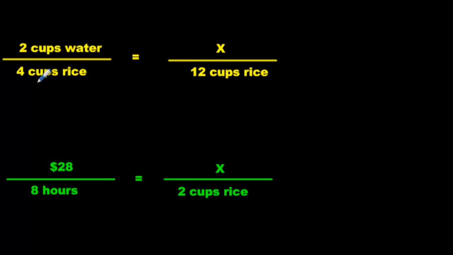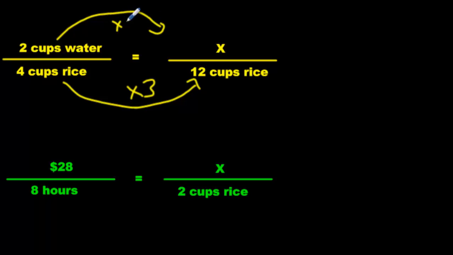So we're going to look at the numbers. We have 4 and we have 12. Okay, we could times by 3. Always multiply or divide, never add or subtract. So what does that mean? We do to the top, do the same thing. We get 6. 6 what? 6 cups of water.